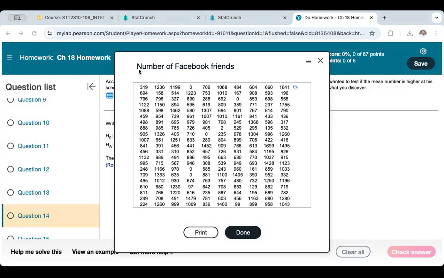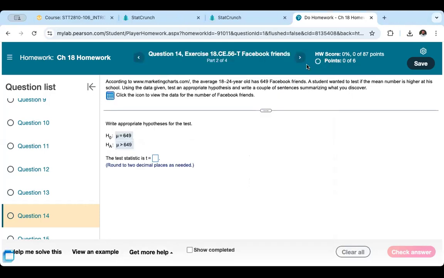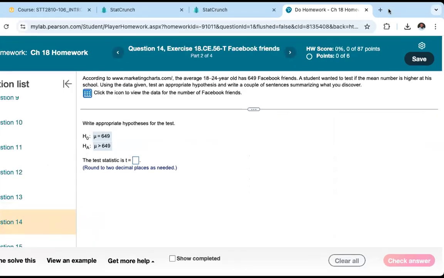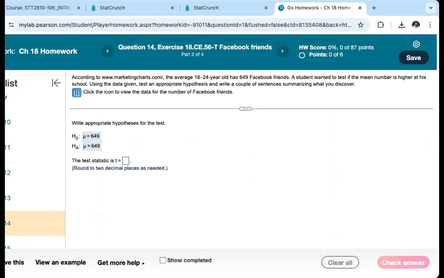Is that okay? So, and then what was my null here? I think it was 649. I can't remember exactly. Let me double check. 649 and greater than 649. Well, okay, it's here. 649, and then here is greater than 649. And then you just have to hit compute.